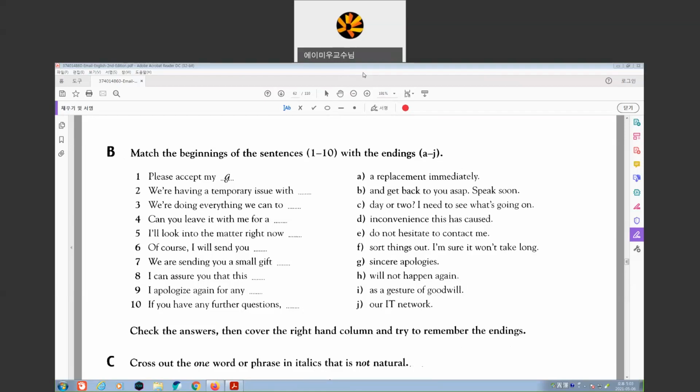Okay, you guys, so if you haven't finished, you guys can just press the pause button, okay? But I will go through these answers. So number 1, please accept my sincere apologies. Okay, number 2 is J. So we're having a temporary issue with our IT network. Okay, number 3, we're doing everything we can to F, sort things out. I'm sure it won't take long.